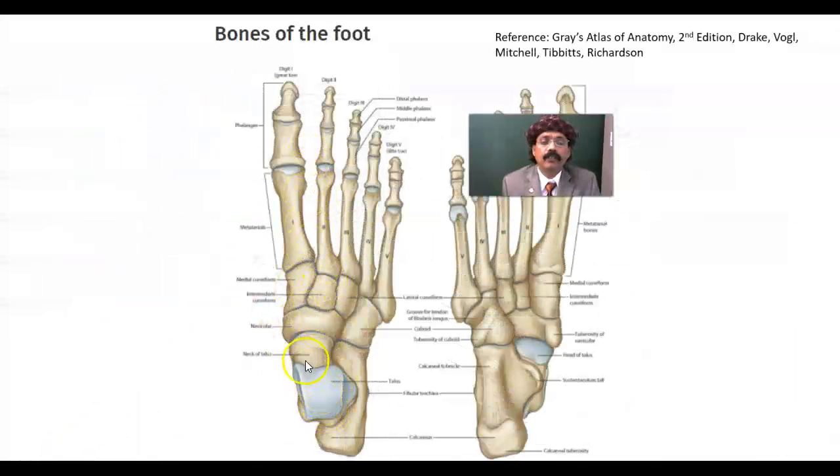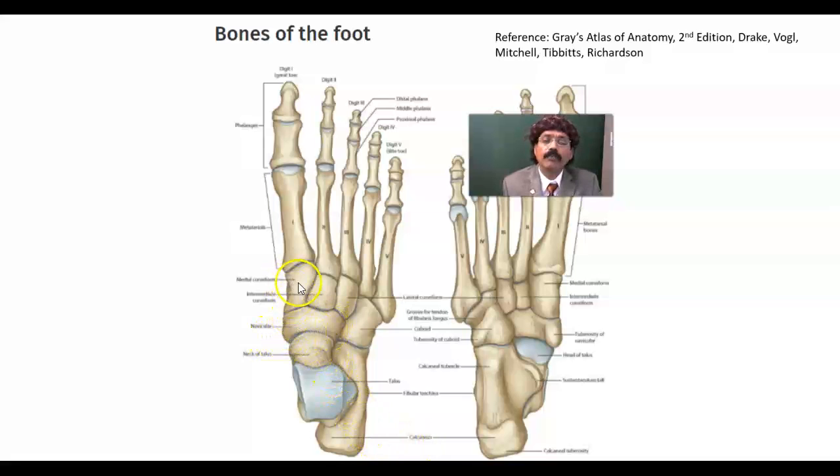This is the talus. This is the head of the talus, the neck of the talus. This is the trochlear surface. It is a comma-shaped medial articular surface, and a triangular lateral articular surface here. This is the calcaneum bone, also called calcaneus. This is the navicular bone or the boat-shaped bone. This is the navicular tuberosity here.